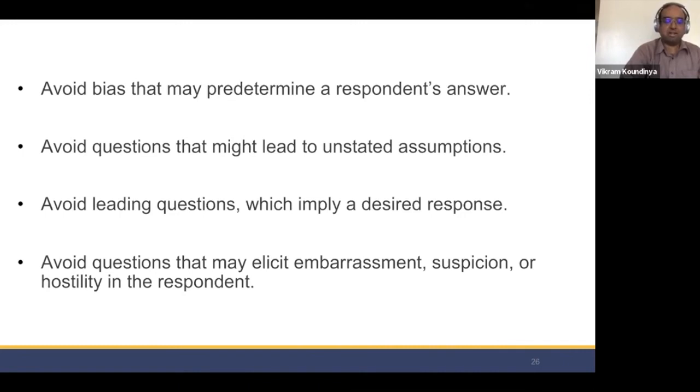And at any cost, we need to avoid leading questions which imply a desired response. We'll see an example of this in the activity. Also, we have to be culturally responsive and avoid questions that may elicit embarrassment, suspicion, or hostility in respondents. We need to consider this when we deal with different types of clientele. For example, for some people, asking about their income level may not be easy to answer.